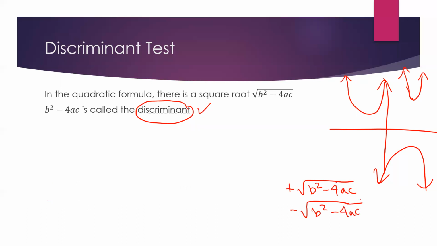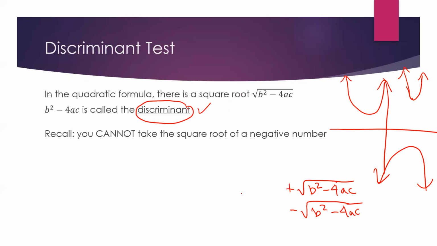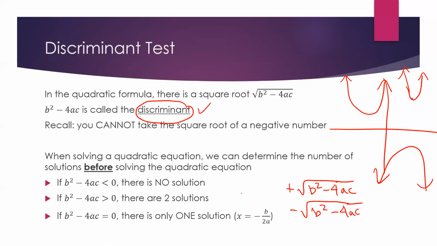So in the last example that we just did, we can actually see that ourselves. We had the square root of 25 plus 8, which is the square root of 33. And of course, the two possible answers are that we can add the square root or subtract the square root, right? So we either add 5.74 or we subtract 5.74. So we saw here that there were two possible answers because we could either add or subtract the square root. So if the discriminant is positive, greater than 0, then there are two solutions.